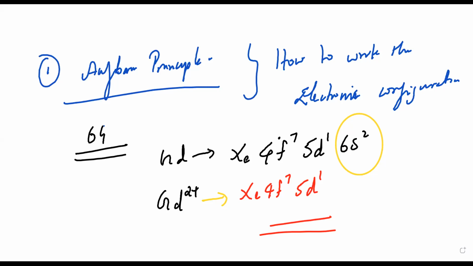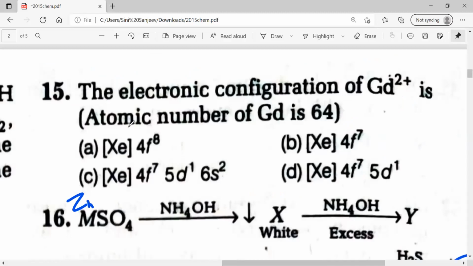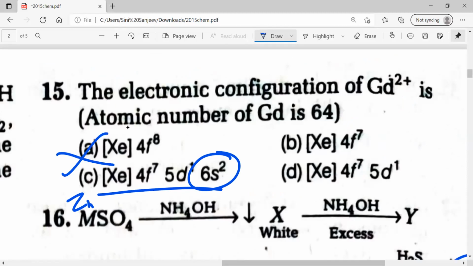Now I just check it in the options. Do not see that the question here is not of Gd, it is of Gd2 plus. This is that of Gd. I want to remove the 6s2. You should tell me what is the correct option in this. Is it A, is it removed, or 4f8, is that not the thing? So what is the option now? Yes, it is option D, the correct answer.